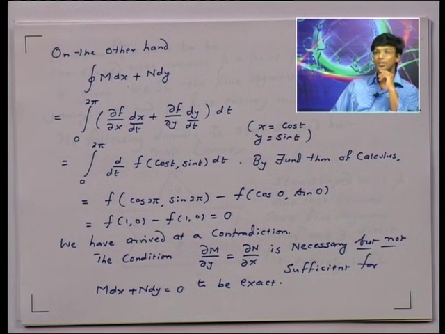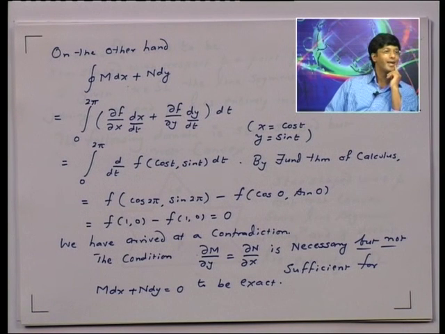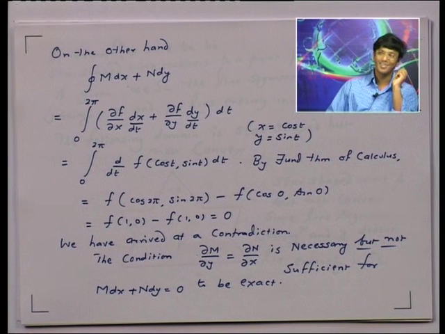So, this differential equation (y dx minus x dy) divided by (x squared plus y squared) equal to 0 is not exact, although it satisfies the condition ∂M/∂y equal to ∂N/∂x. So, the condition that the curl should be 0 does not imply that the vector field is conservative. Is it clear?